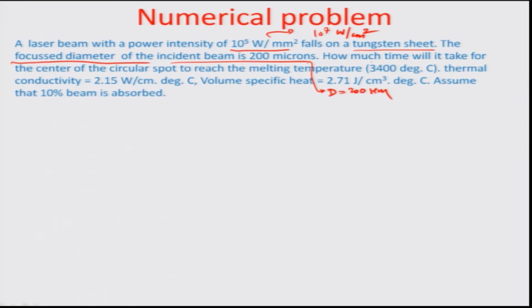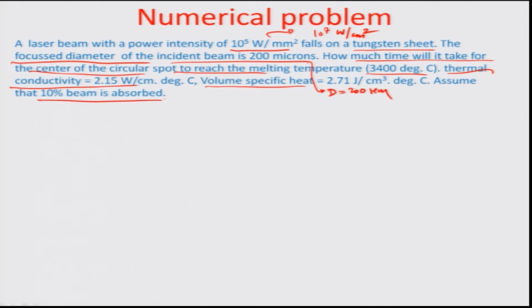We need to ascertain how much time it will take for the center of the circular spot to reach the melting temperature of the tungsten, which is 3400 degrees Celsius, using the presumption that we have just arrived at for a circular spot size. Given some of the properties of the material, like the thermal conductivity, for example, or the volume specific heat C, and also given the fact that 10% of the beam is absorbed. Okay.